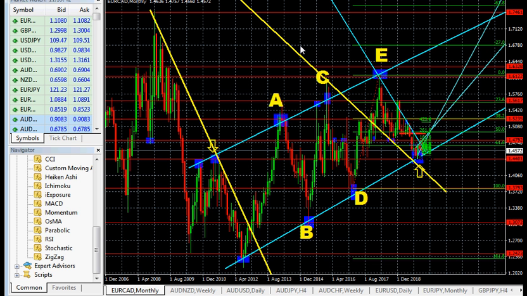To those of us that have the advantage of knowing the Elliott wave analysis or the Elliott wave patterns, we should look out for this.